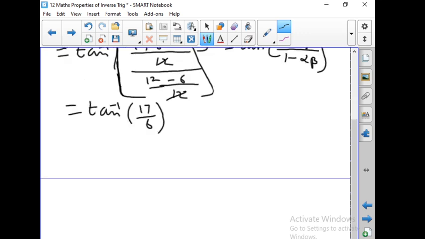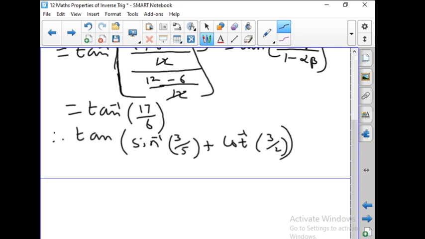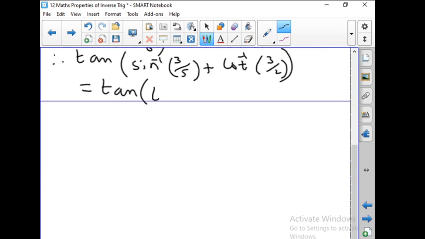Now what is the question? Tan of sine inverse of 3 by 5 plus cot inverse of 3 by 2 is equal to tan of tan inverse of 17 by 6. Now tan of tan inverse of x is equal to x. Therefore this is equal to 17 by 6. Hence we have got the result.